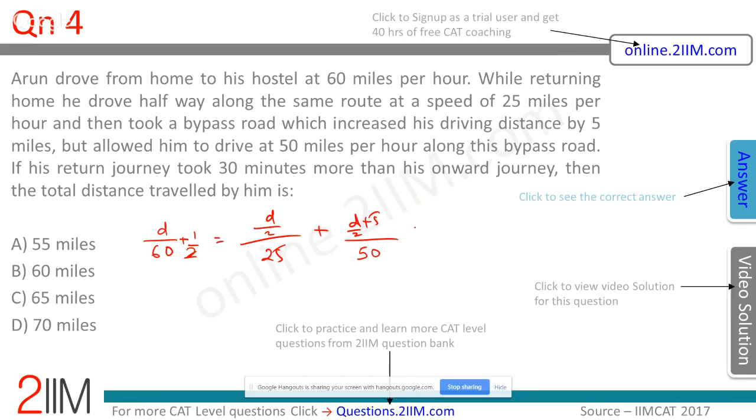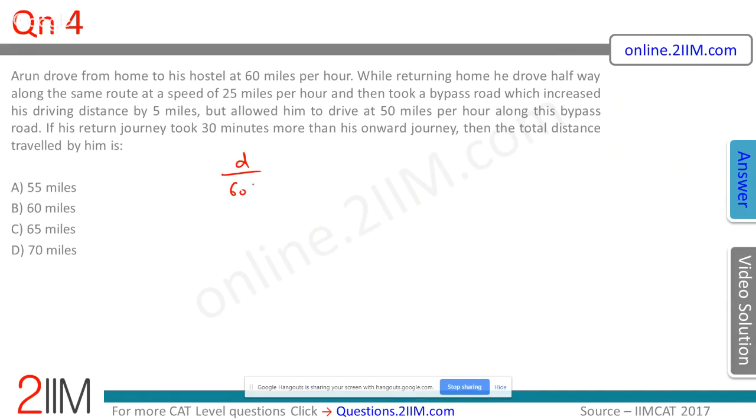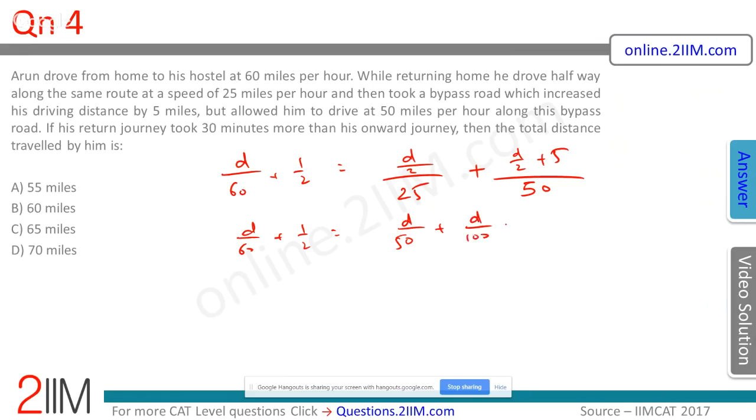And so I'm going to write this down in the next slide. D by 60 plus 1 by 2 equals D by 2 by 25 plus D by 2 plus 5 by 50. So D by 60 plus 1 by 2 equals D by 50 plus D by 100 plus 1 by 10. So this is 2D by 100, 3D by 100 minus D by 60 equals 1 by 2 minus 1 by 10.